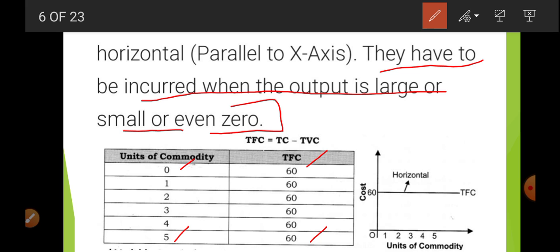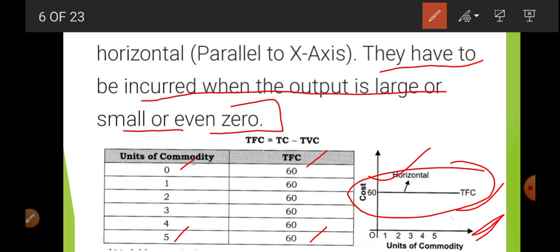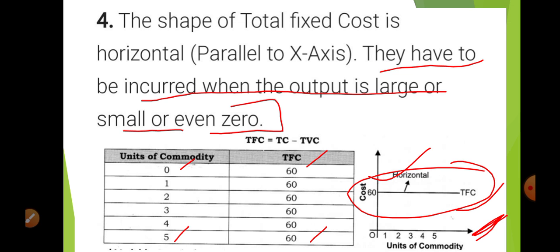And total fixed cost is related to what? It is related to payment made to the fixed factor. So that is why whenever we draw the TFC curve, we get a horizontal straight line that is going to be parallel to the O axis. Okay.